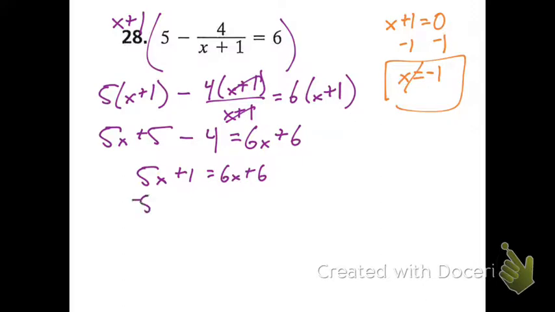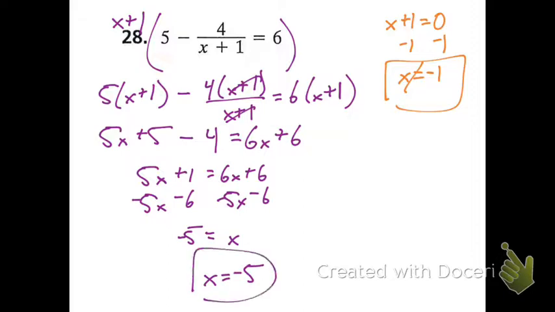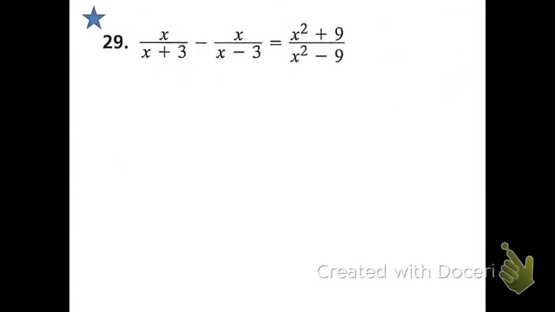Then I'm going to subtract 5x from both sides. It gives me x. I'm also going to subtract 6 from both sides. I get -5. So x is equal to -5. It does not conflict with my excluded value, so that's my solution. x equals -5. And the last one I'm going to do for you here.